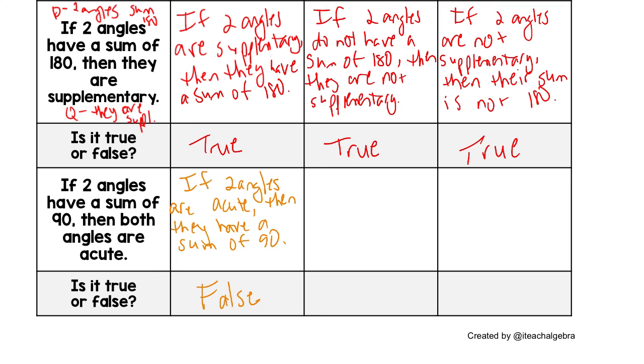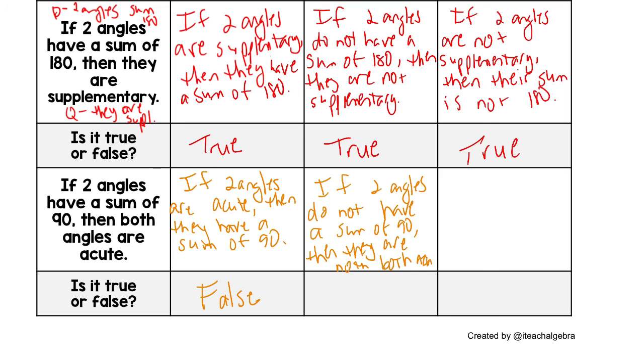How about the inverse? If two angles do not have a sum of 90, then they are not both acute. Also false. Our angles don't have to add up to be 90 to be acute. They can be whatever they want to be, that's less than 90. Last one, contrapositive.